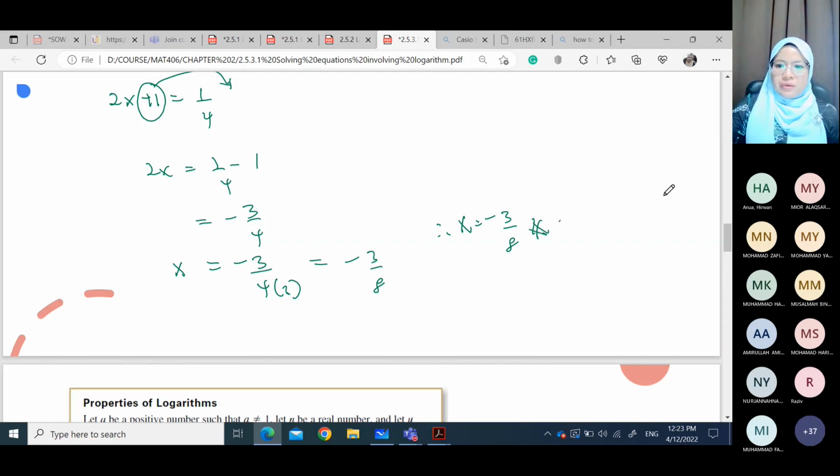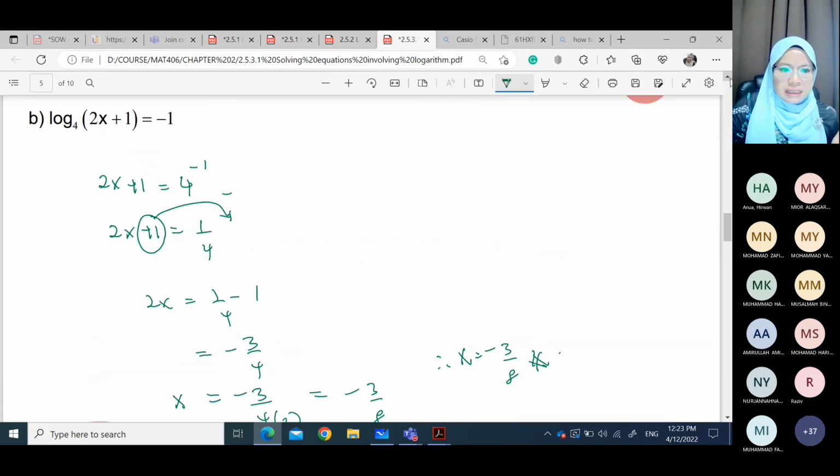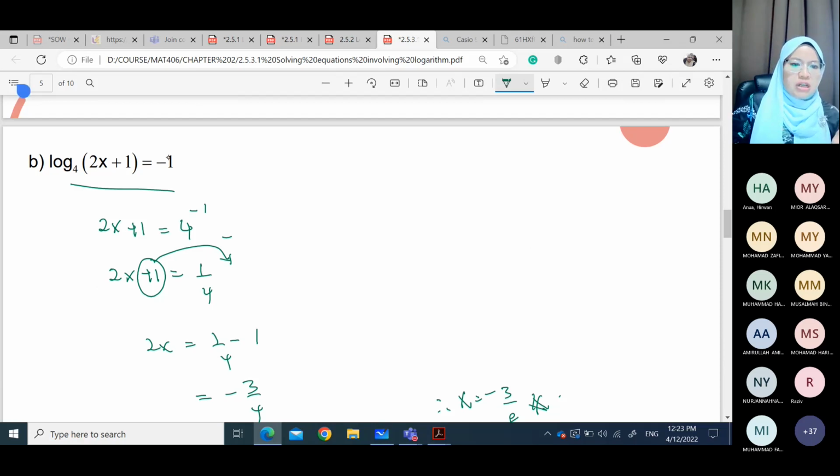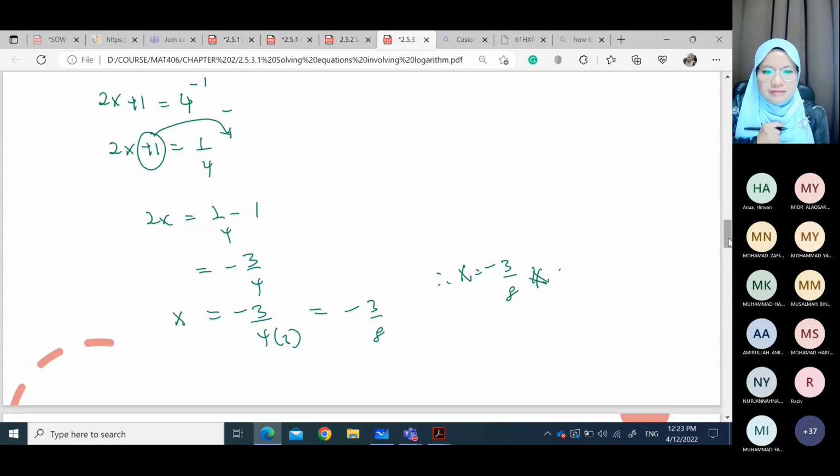Okay, you boleh check betul tak jawapan dia dengan masukkan nilai x ke dalam equation yang ini, dan you akan dapat -1. Alright. Okay, boleh? Ada soalan? Any question? Boleh. Tak ada. Right.